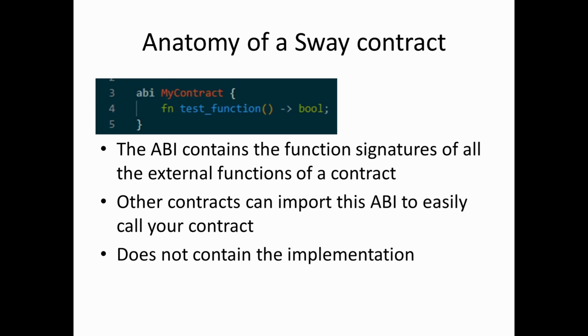The next part is the ABI. Here we are describing a contract with external functions. So this my contract ABI has one test function which returns a boolean. There is no implementation of the actual function, as this is just an interface. It is not the actual contract. Other contracts could import this ABI and then use it to call your contract.